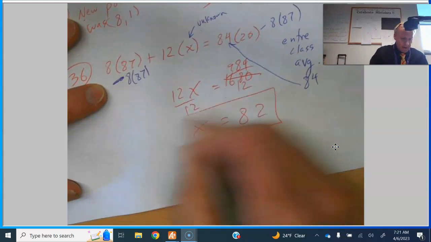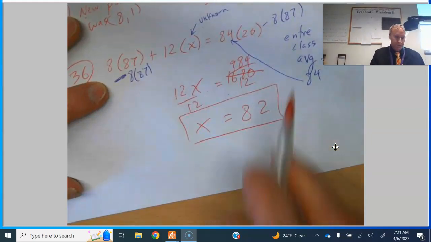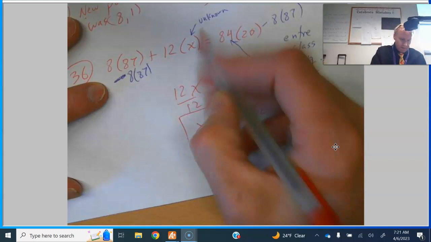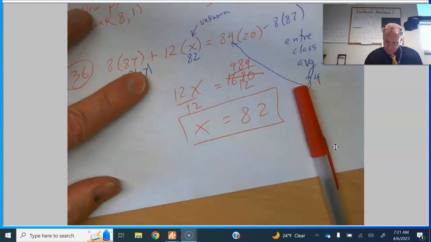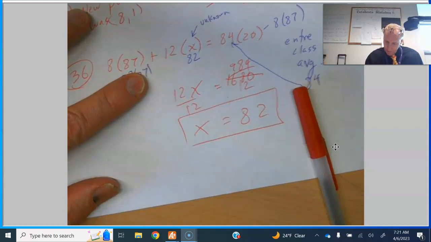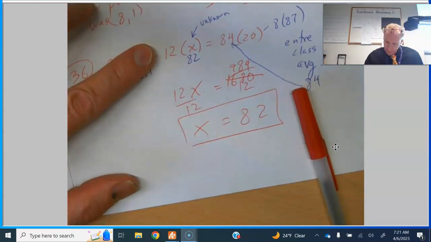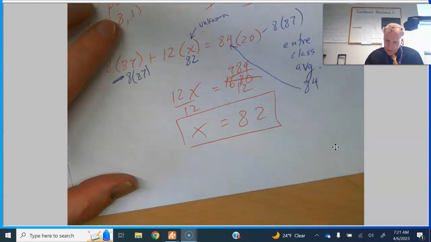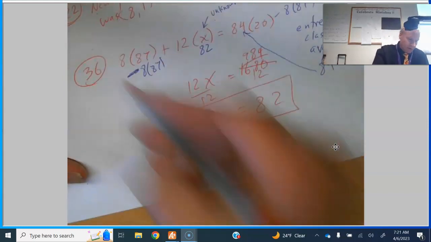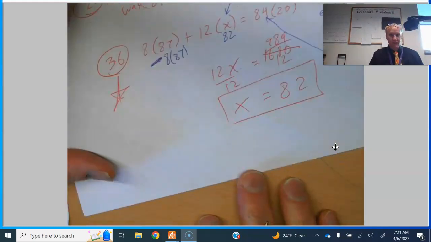This was the average of the other 8 people, and I could test it just to make sure I'm actually correct. So 8 times 87 plus 12 times 82 gives me 1680. When I divide that by 20, I get the whole total class average of 84. I am absolutely sure I'm 36 now.